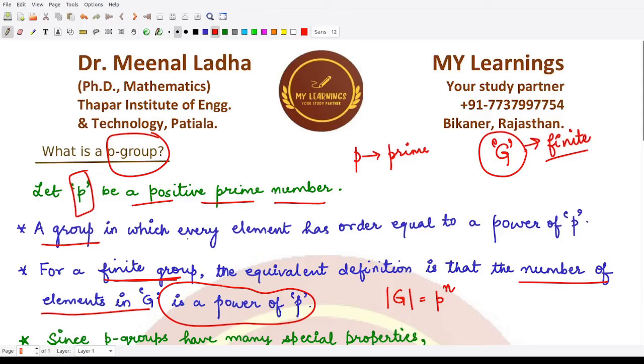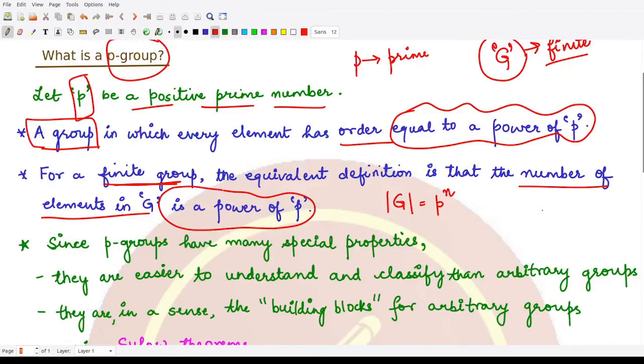Another definition is that you can call any group a P group whenever each element has order which is equal to a power of P. So each element in this group could be written as having order which is some power of this prime number P.